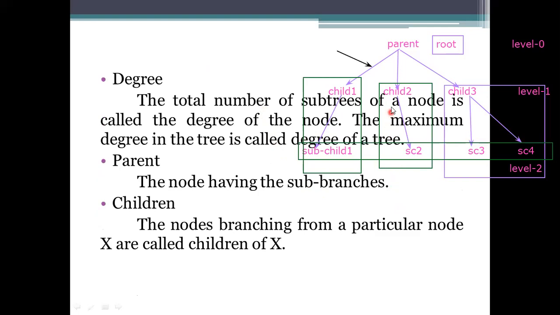Parent: here, level by level, we can consider it. At this root node, this will act as a parent to these children. At this level, child 1, child 2, and child 3 will act as parents for their respective subchildren. And we have sub branches also for processing. And next, children. So when nodes are derived from one node, they are specified as the children of that parent.